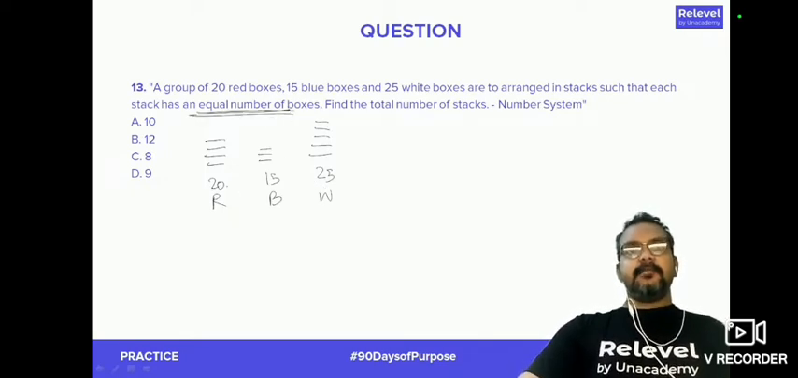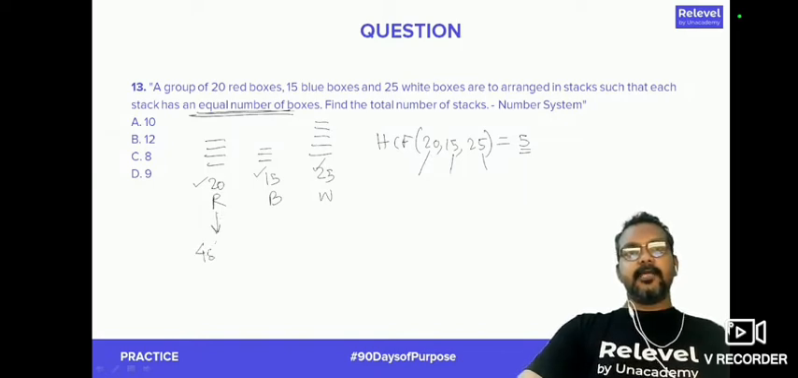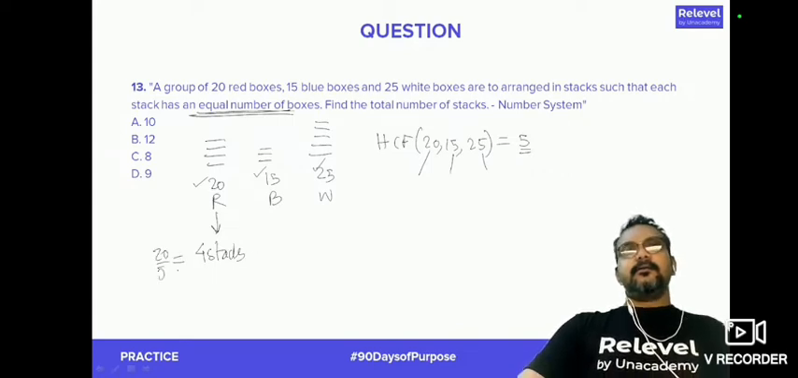That number must be a factor of 20, 15 and 25. So what's the common factor or the HCF of 20, 15 and 25? Clearly that is 5. Okay, this is 5 times 4, 5 times 3 and 5 times 5. Clearly the HCF is 5. So that means for the red, since there are 20 boxes, you will get 4 stacks of 20 by 5, 5 in each stack. So 4 stacks.